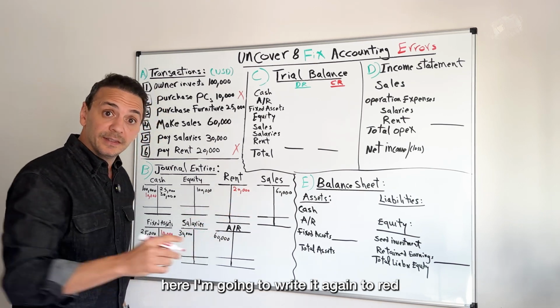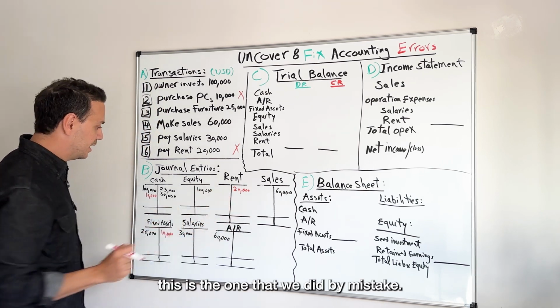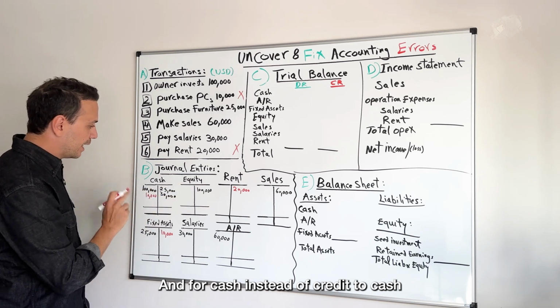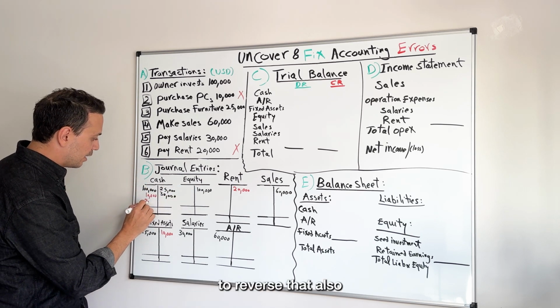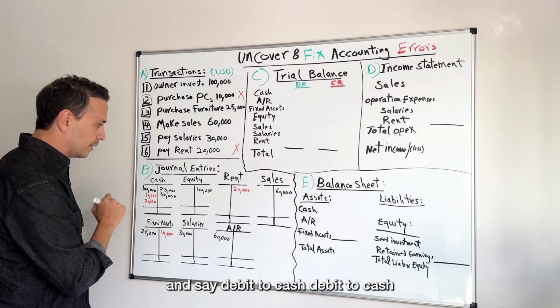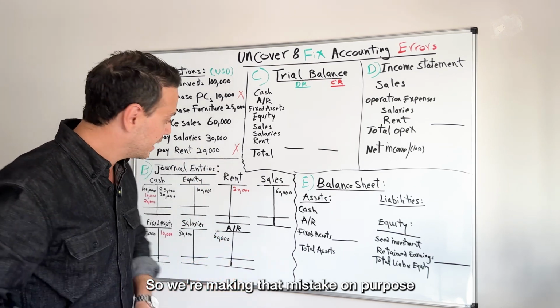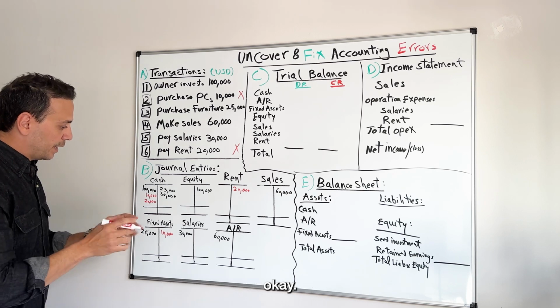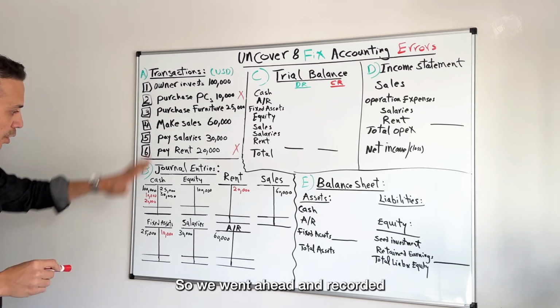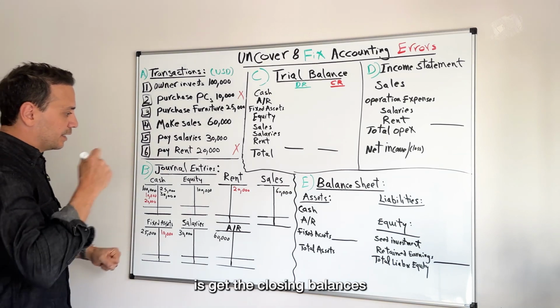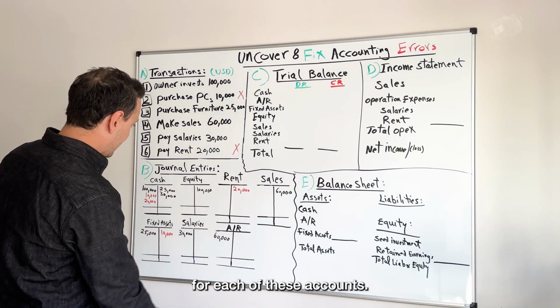I'm going to write it again in red so you can see this is the one that we did by mistake, right? And for cash, instead of credit to cash, we're going to reverse that also and say debit to cash. Debit to cash, credit to rent. Again, we flipped it. So we're making that mistake on purpose. Okay, so we went ahead and recorded all of the business transactions. Now what we can do is get the closing balances for each of these accounts.